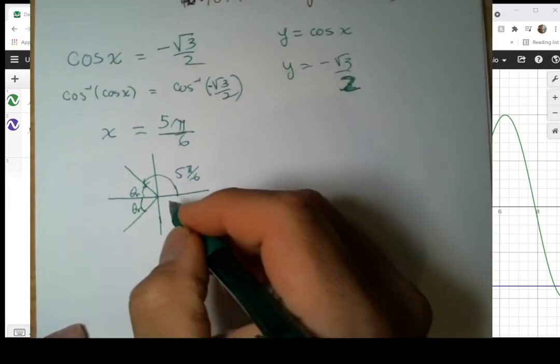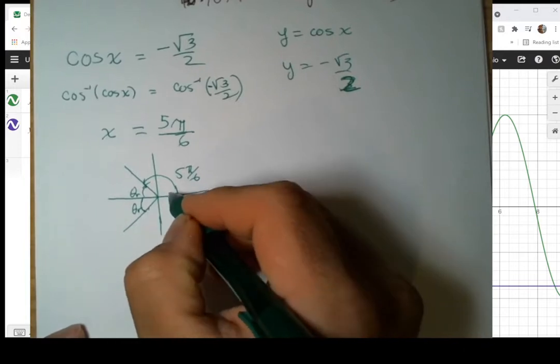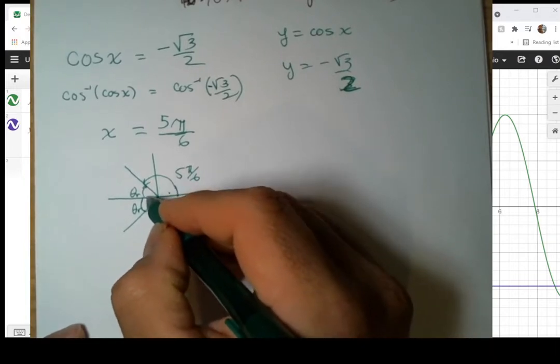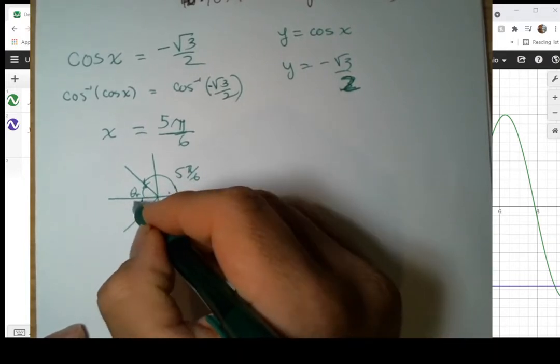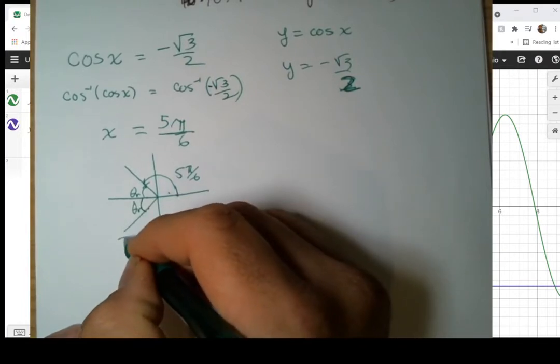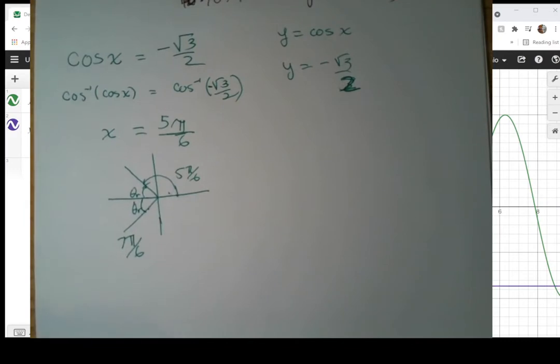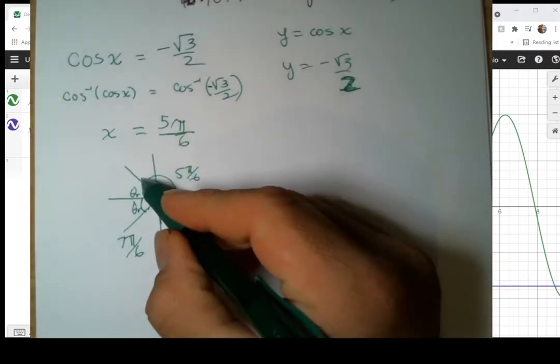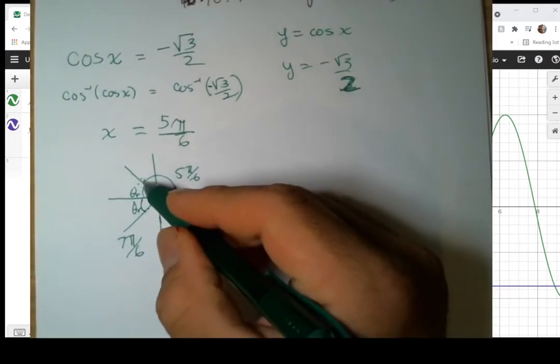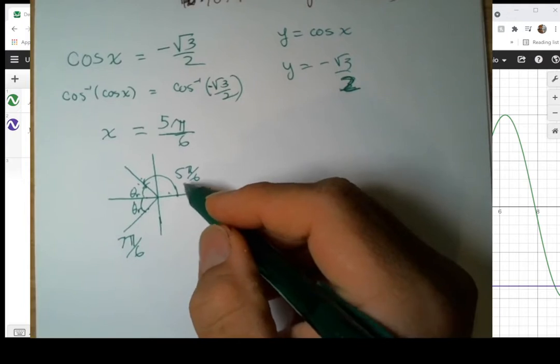But how do we come up with the other ones? Well, if the reference angle here is pi over 6, then we get pi plus another pi over 6. This gives me 7 pi over 6. So now we have both of our angles here, and remember, these angles are between 0 and 2 pi. But I know that the period of the cosine function is 2 pi, so these solutions will repeat whenever I add or subtract 2 pi radians.